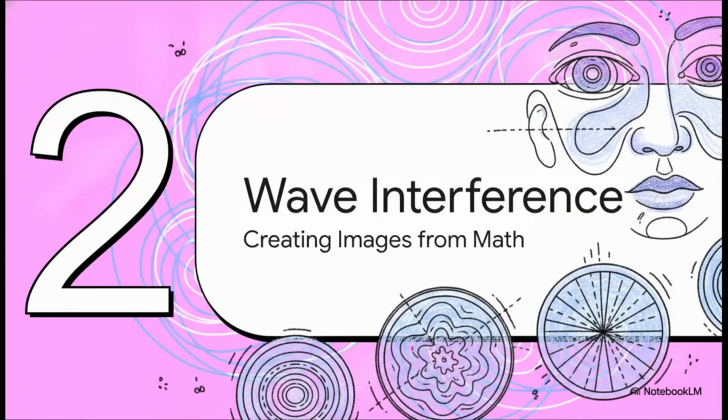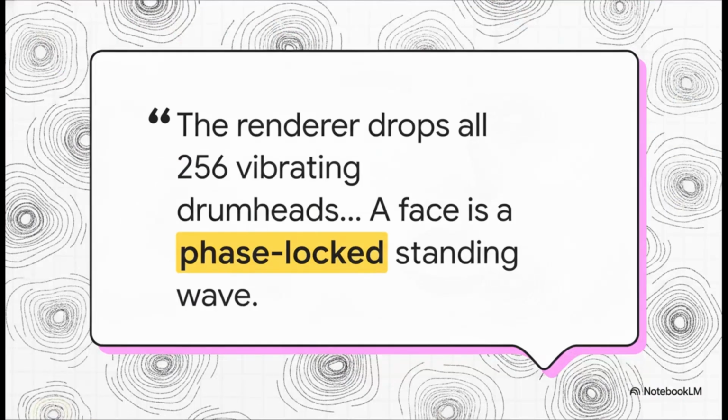Crazy, right? Moving right along to section 2, drawing with wave interference. Let's see how this math actually creates an image. The AI isn't holding a paintbrush. The renderer simply drops all 256 of those vibrating atoms onto a blank 96 by 96 canvas and just adds their ripples together. It's that simple.